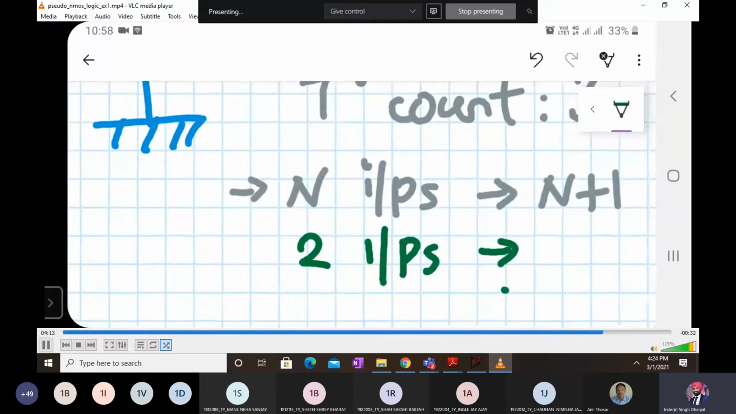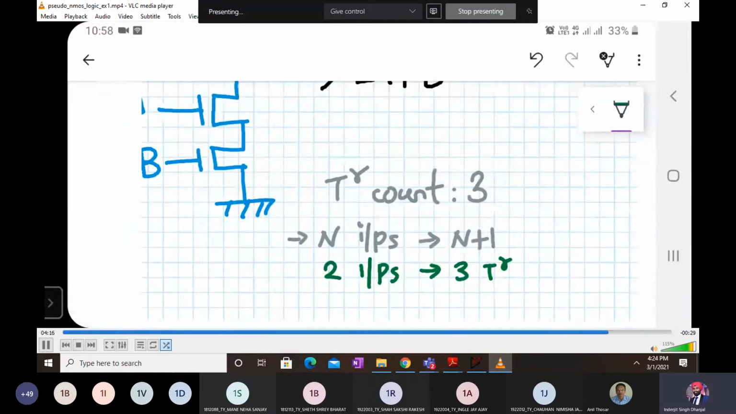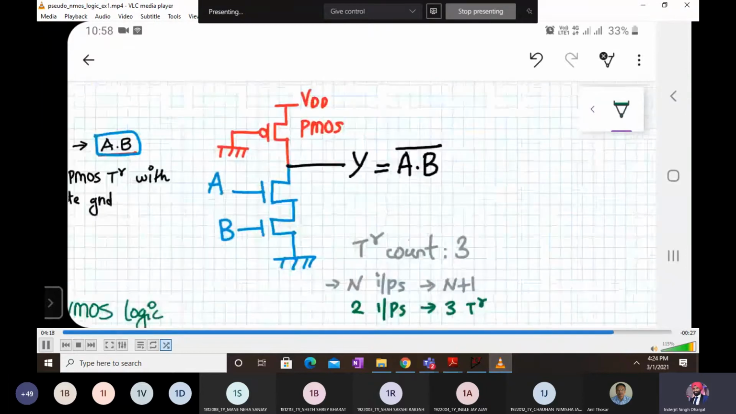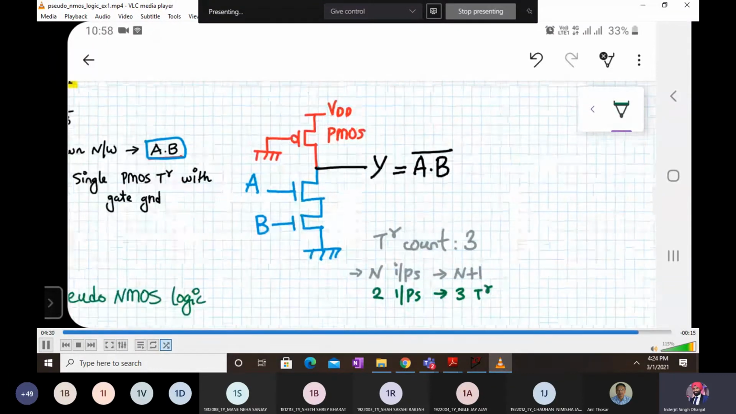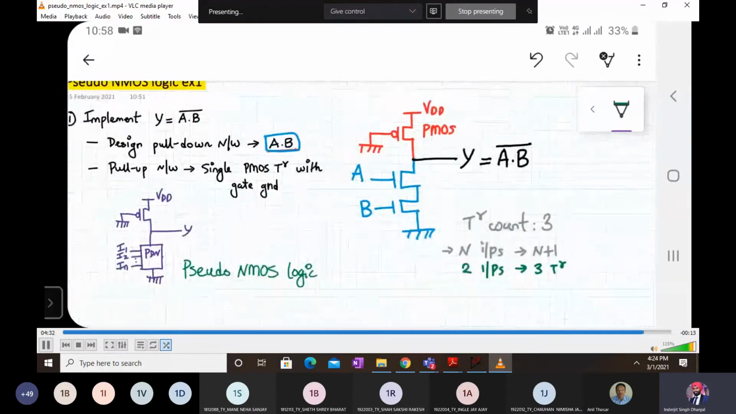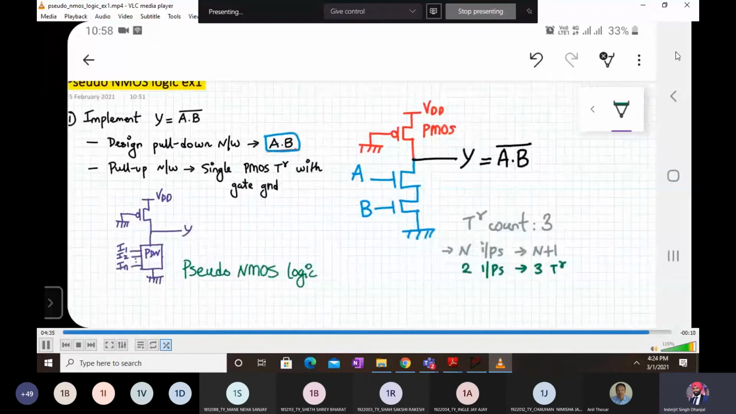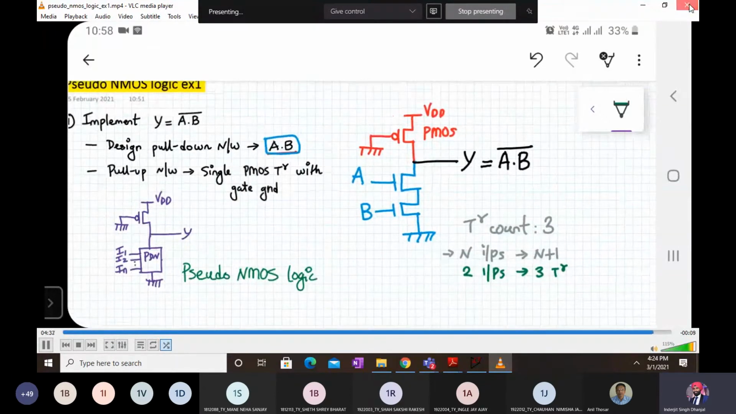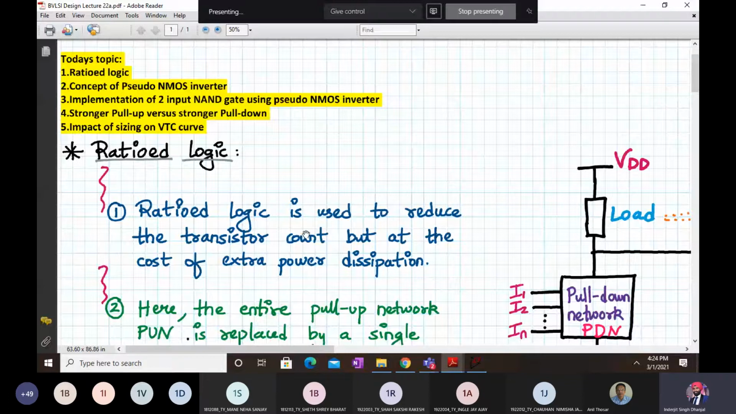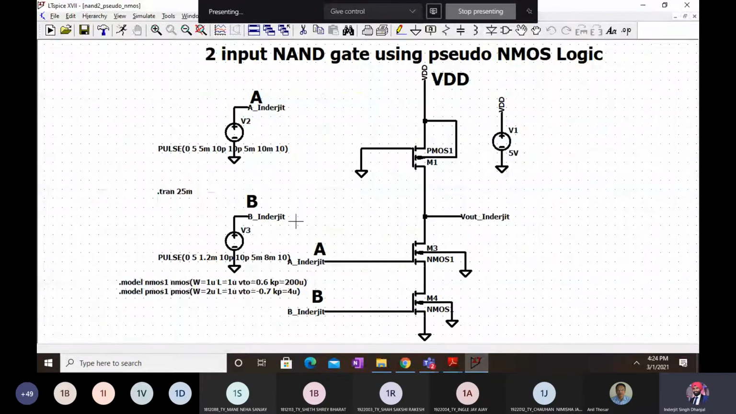For example, in this case, you have 2 inputs. So how many transistors do you require? 3 transistors. So in general, for n inputs, in case of pseudo NMOS logic, you require n plus 1 transistors. As in this case, there were 2 inputs A and B, and we require a total of 3 transistors. So that's how we implement a 2-input NAND gate using pseudo NMOS logic. Now let us see the 2-input NAND gate using pseudo NMOS logic simulation.